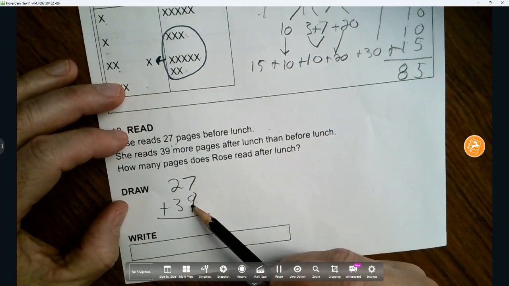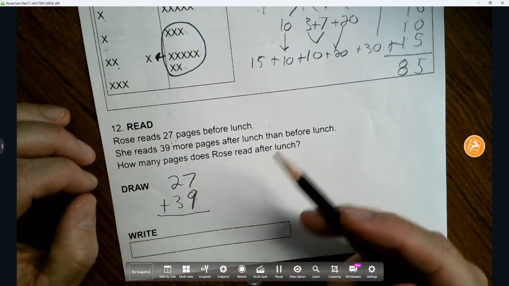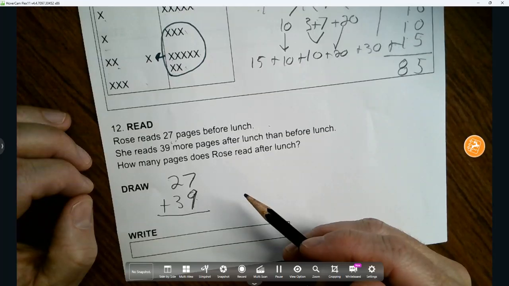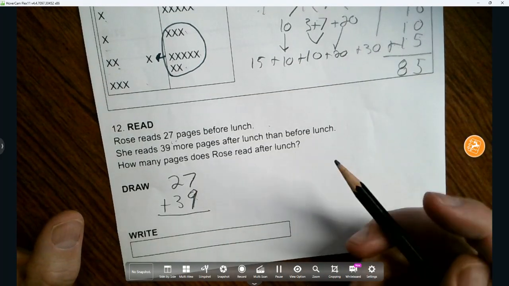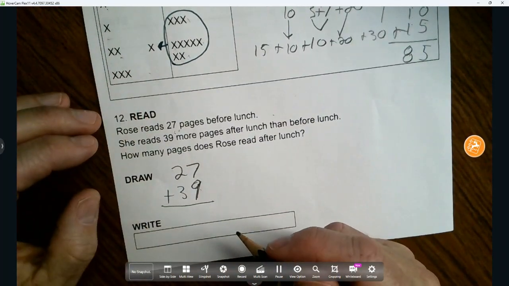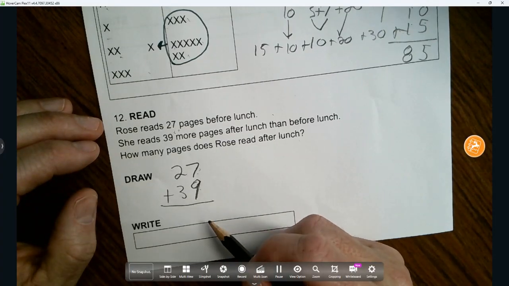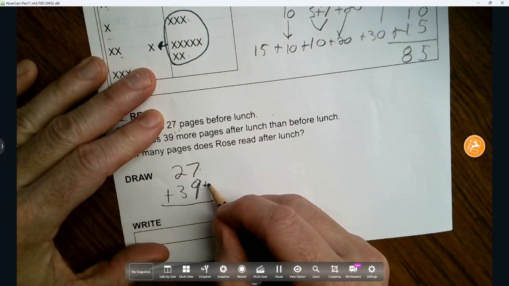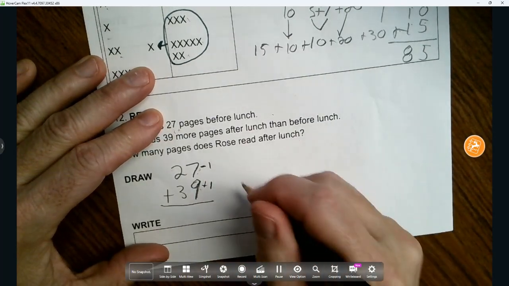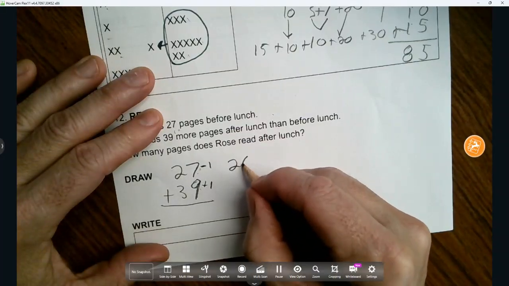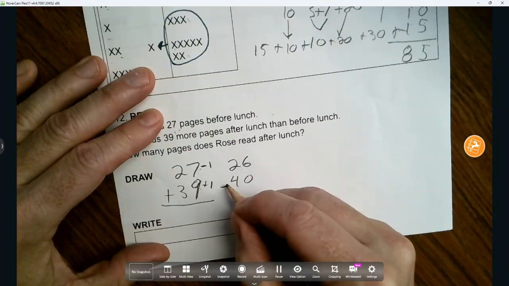Well, she read this many more than this before lunch. So to find how many pages she read, we have to add these together to find more. All right? So I like to do it my way a little bit. We want to do that little helper we did before, because 39, man, that's really close to what? To 40. So I'm going to add one here. I'm going to give one to the 39, and I'm going to take one from the 27. So 27 minus 1 is 26. And 39 plus 1 is 40.